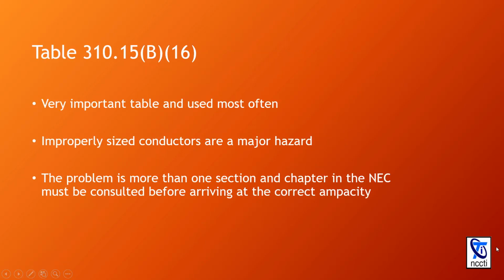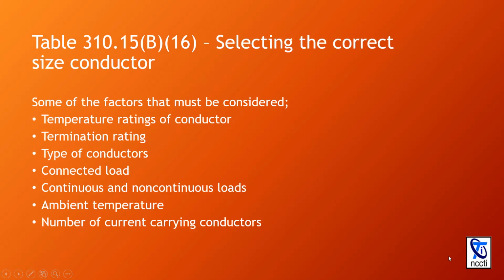Very important. Okay, let's turn to table 310.15B16. I'm going to refer to this as table 16 from here on because it just takes too long. It's a very important table and most often used, and improperly sized conductors are a major hazard. The problem here is to learn that more than one section and chapter in the NEC must be consulted before arriving at the correct ampacity. When using table 16, selecting the correct size conductor, some of the factors that must be considered are temperature ratings of the conductor and termination ratings.